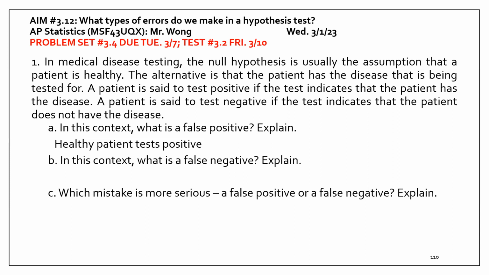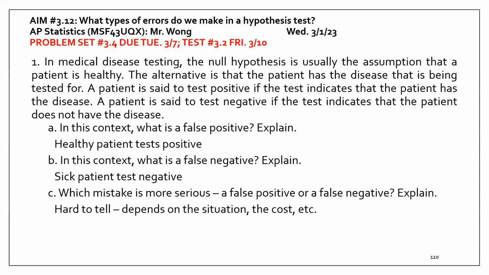And so what's a false negative? Well, a false negative would be a patient that has the disease, but for some reason tests negative. So in other words, the patient has the disease, but the test indicates that the patient does not have the disease. So which mistake is more serious, a false positive or a false negative? Well, you can debate this, but actually it depends on the particular context. There really is no one answer in general that a false positive or a false negative is more serious. It really depends on several factors: the situation, the context, the cost, etc.